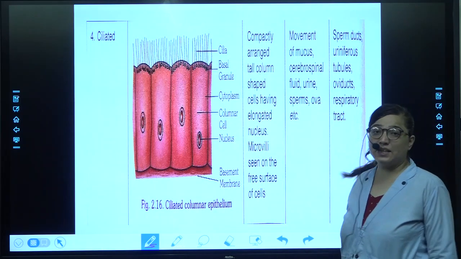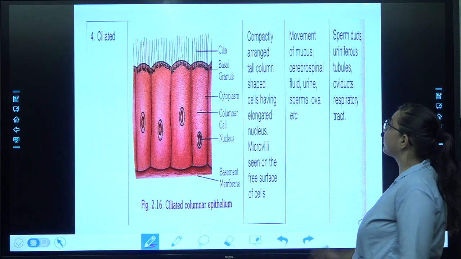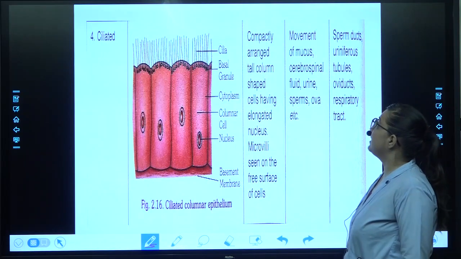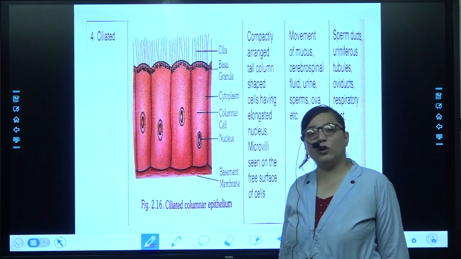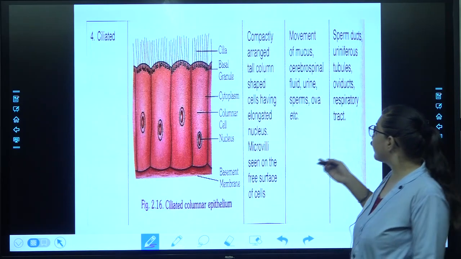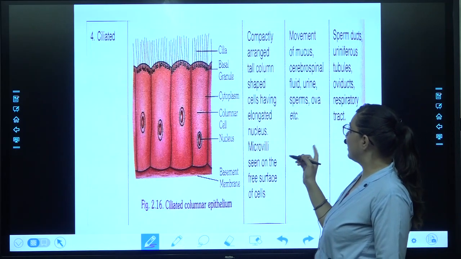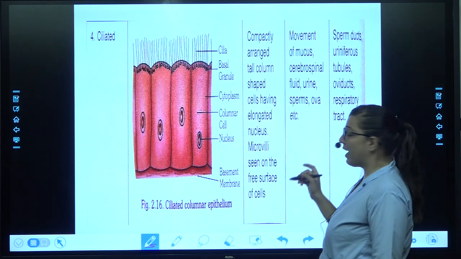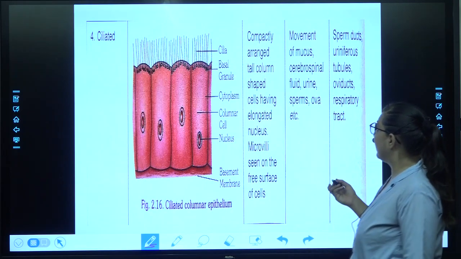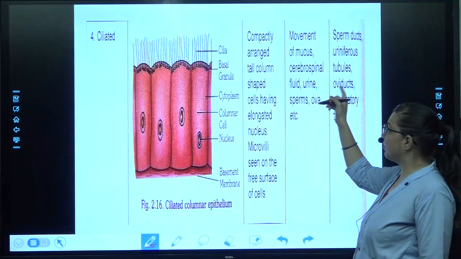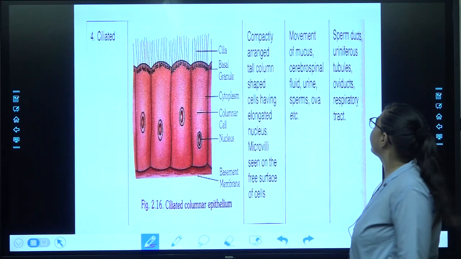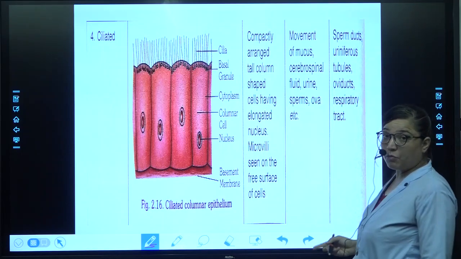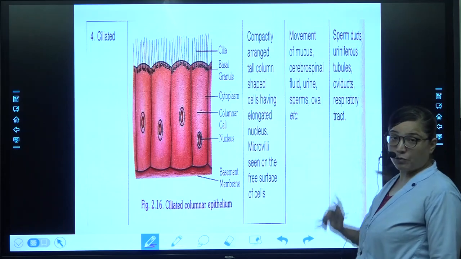So that is about ciliated tissue, and solely it is called cilia, where it helps in the movement of mucus. Then in cerebrospinal fluid, which is the fluid present in the brain. Then it helps in the movement of urine, sperms, ova and all these things. It is present in the sperm ducts, because it helps in the movement of sperms. Oviduct, it helps in the movement of ova.